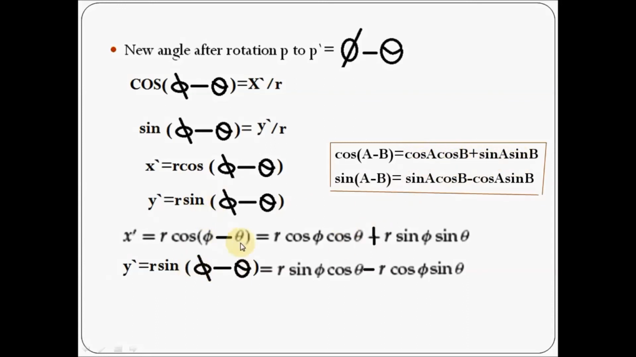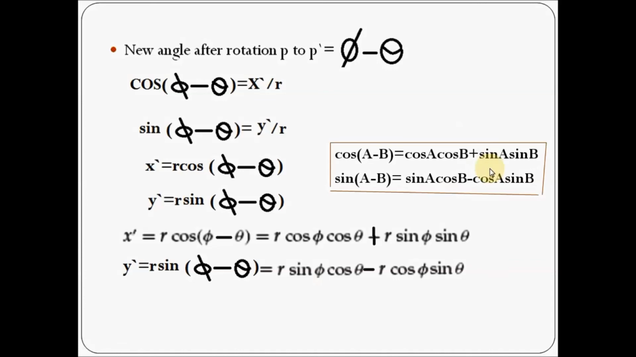See, guys, cos of a minus b, that is cos of phi minus theta. What is the first value? Cos a, that is cos phi. Cos b, what is the second value? Theta. Here a is phi, b is theta, so cos theta, plus sin a, that is sin phi, sin b, that is sin theta. Next, in the same way, sin of a minus b: sin a, sin phi, cos b, cos theta, minus cos a, cos phi, because you know that a is phi and b is theta, sin b, sin theta. So I converted this using this formula.